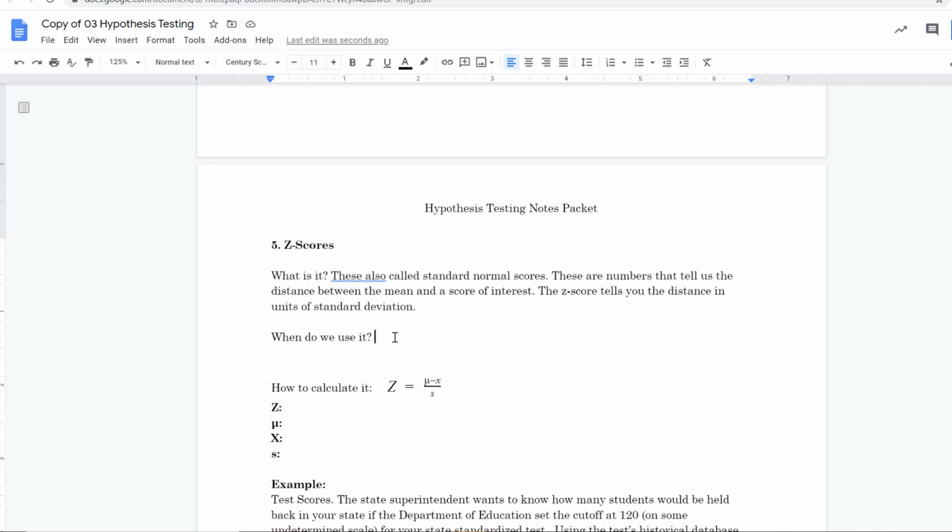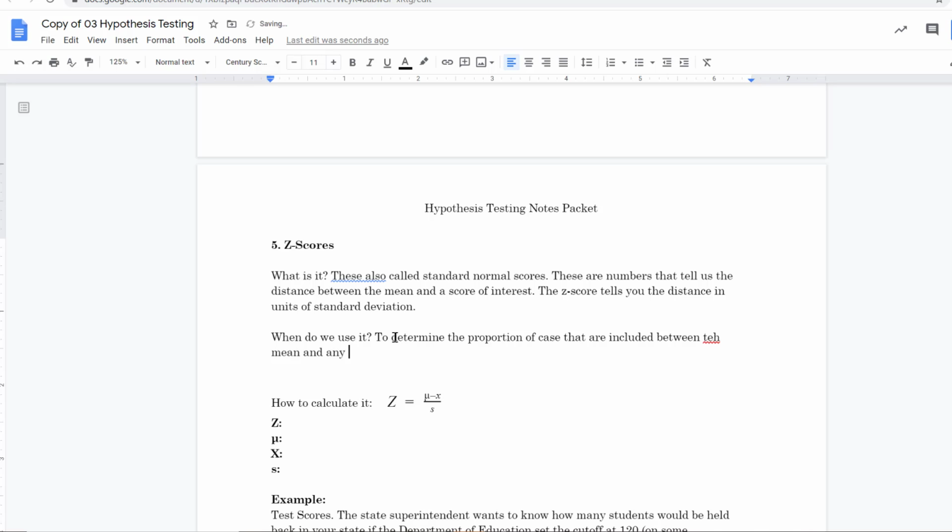So you use the z-score to determine the proportion of cases or scores that are included between the mean and any z-score in a normal distribution. Oh man, let's fix all my spelling. Spelling is hard.